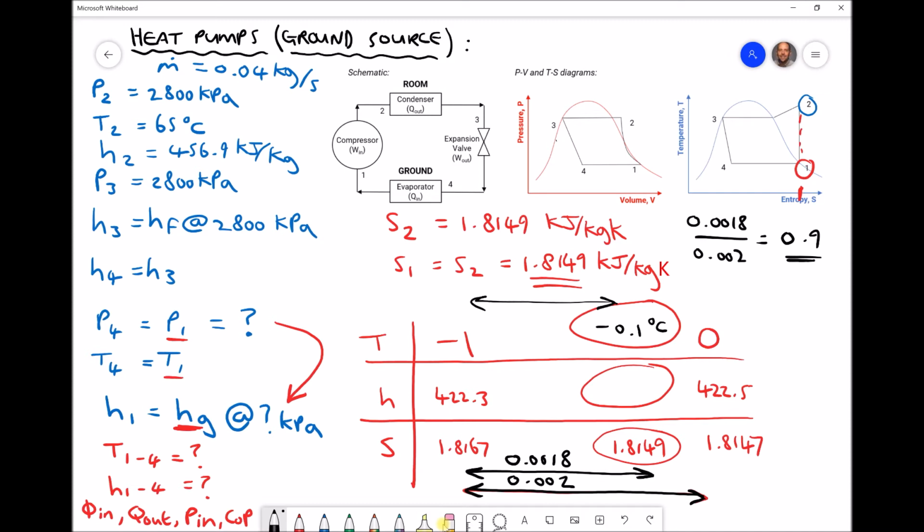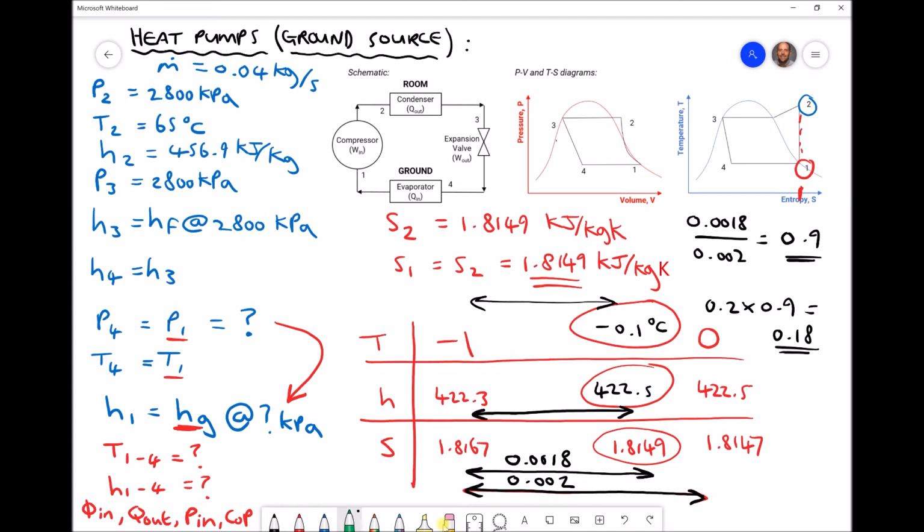Now we can do exactly the same process for our enthalpy values. The difference between our upper and our lower enthalpy value, 422.5 minus 422.3, is 0.2. If our total distance is 0.2, then 0.2 times our 0.9 equals 0.18. Therefore, in this instance, this distance here must be 0.18. That would give us an enthalpy value of 422.48, but let's keep things simple. Let's keep our enthalpy to one decimal place, 422.5.